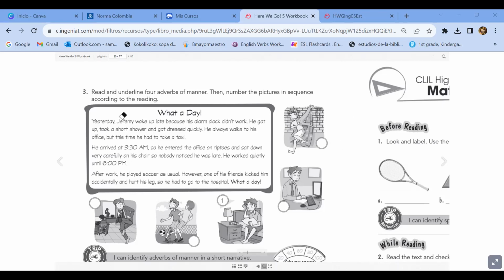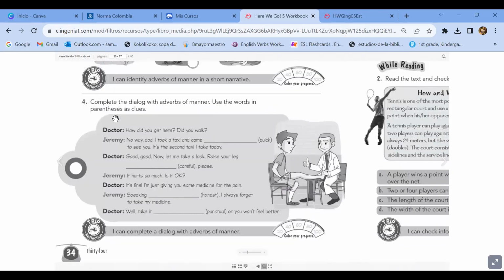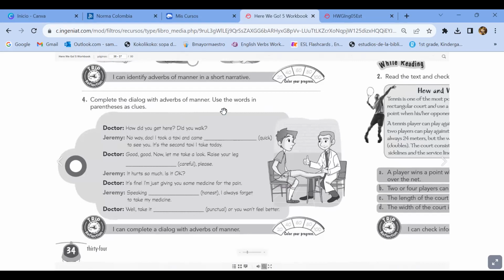When you finish reading, okay? Continue. And exercise number 4, complete the dialogue with adverbs of manner. What are you going to do with this, Miss? You have the words in parentheses. Okay, we have the adjectives in parentheses. We are going to change these adjectives into adverbs. Okay, I am going to do an example.